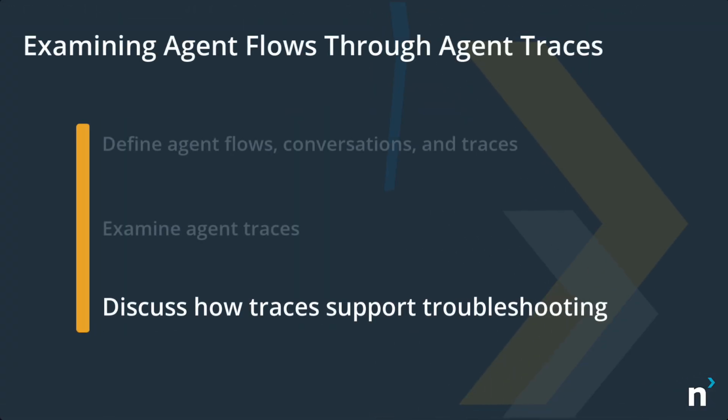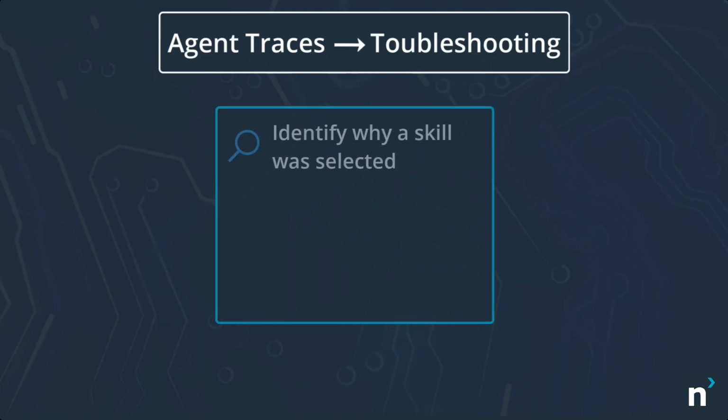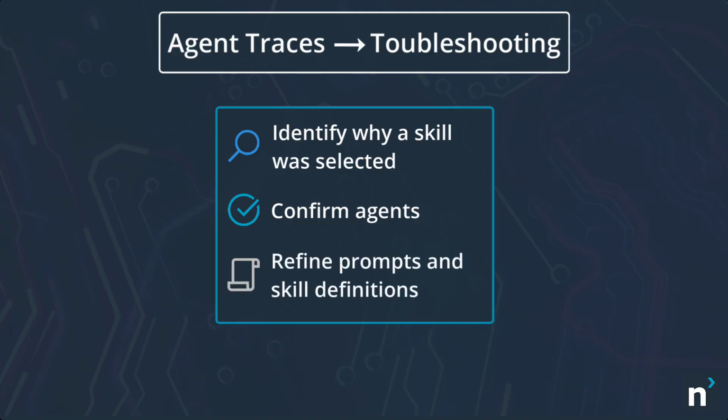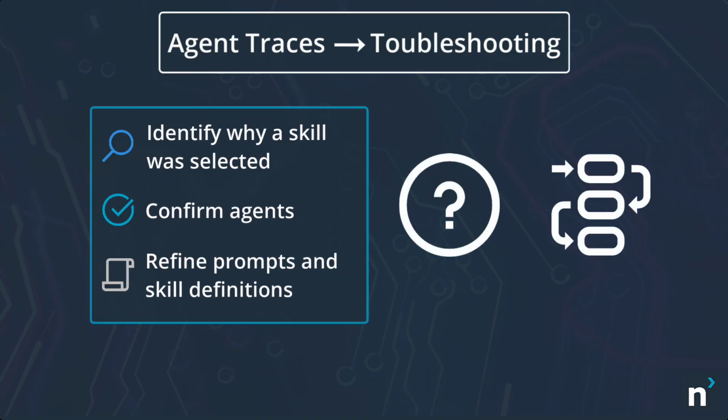Now that we have examined agent flows through agent traces, let's discuss how traces support agent troubleshooting. By examining agent traces, you can identify why a skill was selected, confirm whether the right agents were called, and refine your prompts and skill definitions to guide the model more effectively. Traces turn troubleshooting from guesswork into a structured process.